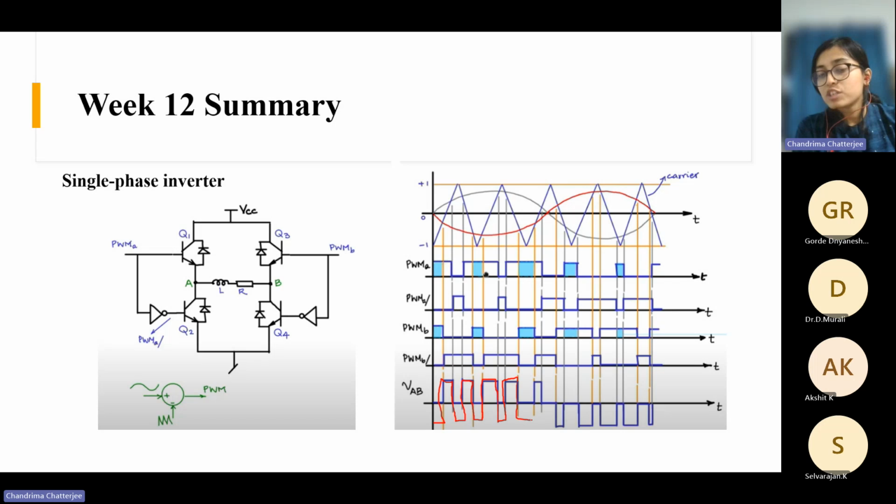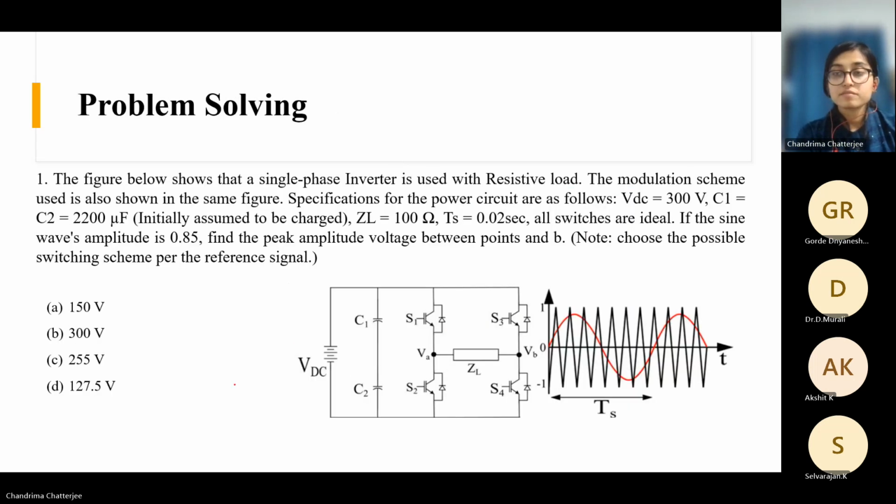Unipolar pulse width modulation is better in terms of distortion. So for unipolar pulse width modulation, you will see that the harmonic content is much lesser than bipolar pulse width modulation. Okay, so I will discuss that in the problem. So let's go to the problem. Let's see the first problem.